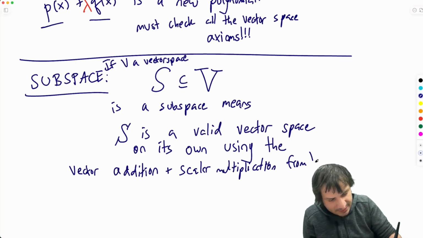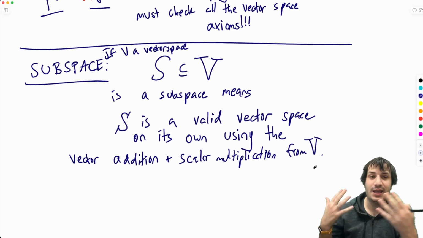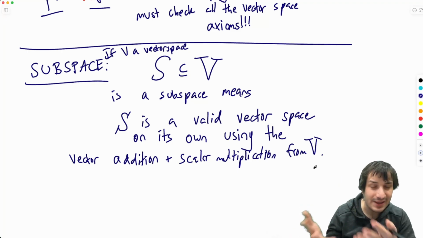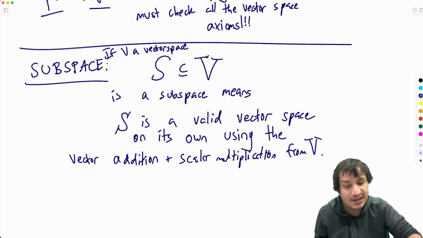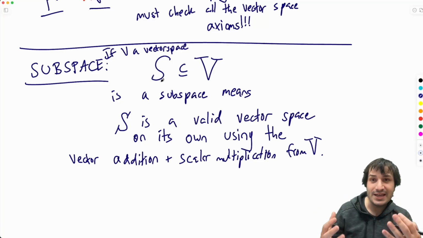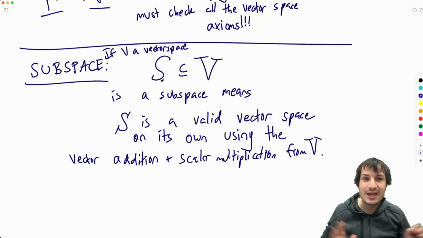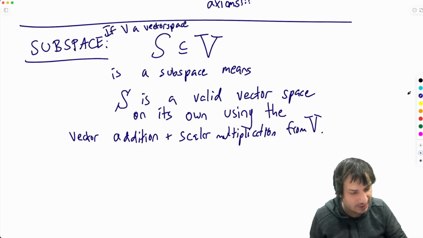So in other words, V is a vector space. It comes with an addition and a scalar multiplication. If you have some subset of it, you still have an operation, a vector addition and a scalar multiplication. It works for every single thing inside of V, so therefore it works for every single thing inside of S. And what we're saying is we're going to call it a subspace if S on its own, if you deleted everything outside of S, would still be a valid vector space. And I think the easiest way to see what's going on here is with an example.